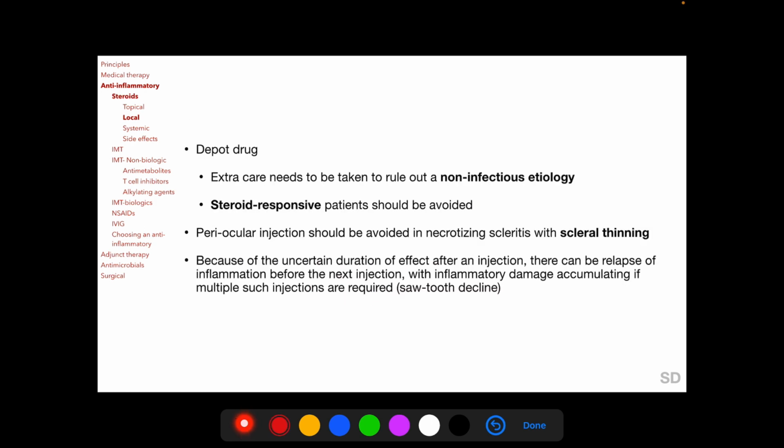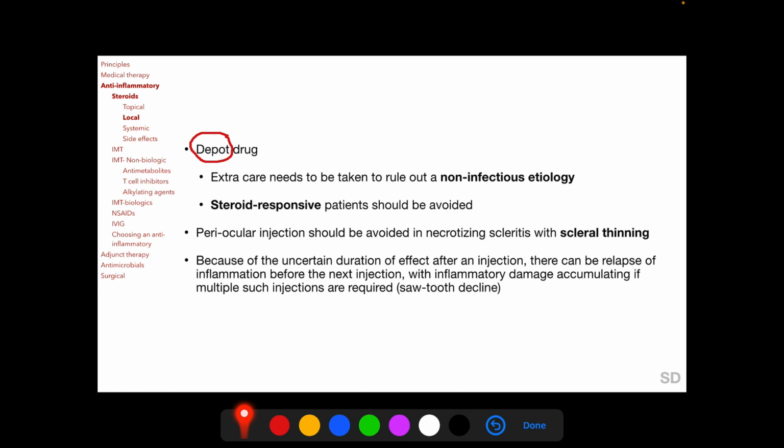We must remember that local injections are a depot form of the drug. That is, we cannot terminate the therapy midway by simply removing the drug injected. So before giving a local injection, either periocular or intravitreal, extra care needs to be taken to rule out an infectious etiology and to avoid steroid responsive patients whose IOP increases sharply following steroid administration.